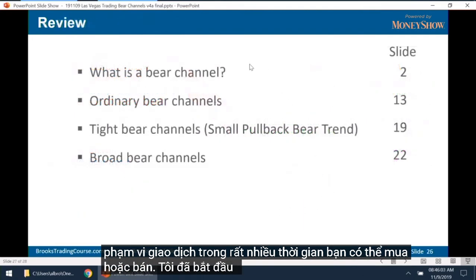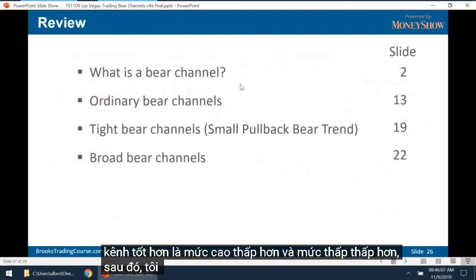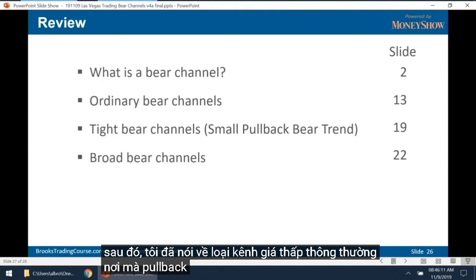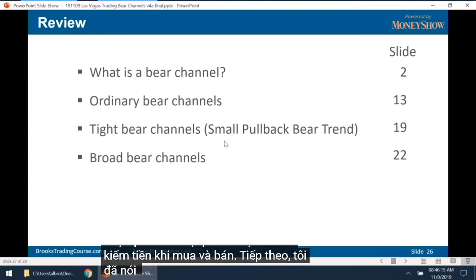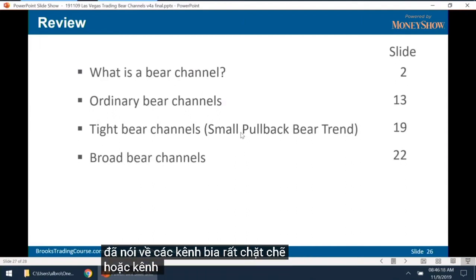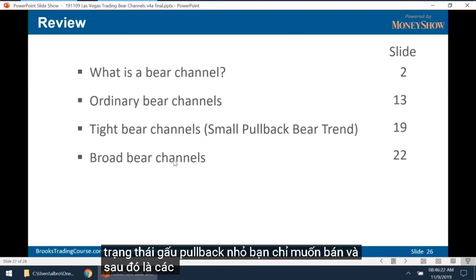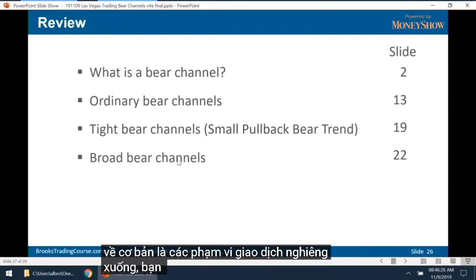I began by talking about what a bear channel is, lower highs and lower lows. I then talked about the ordinary type of bear channels where pullbacks go above the breakout points and you can make money buying and selling. Next, I talked about very tight bear channels, either micro channels or small pullback bear trends. You only want to sell. And then broad bear channels, which are basically trading ranges that are tilted down, you can buy and sell.